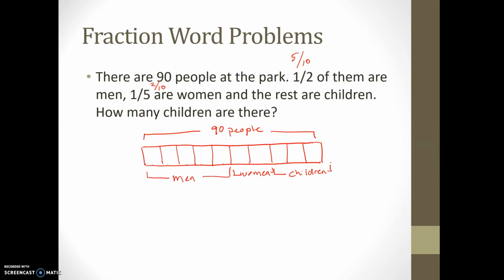Okay, now we can see that we've got 3/10 are children, right? And we want to know how many there are. Well, first of all, we've got to figure out what one of those units is, how many people are in that. So we've got 10 units, which equals 90 people, right?